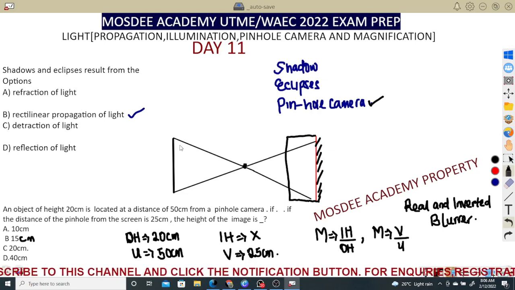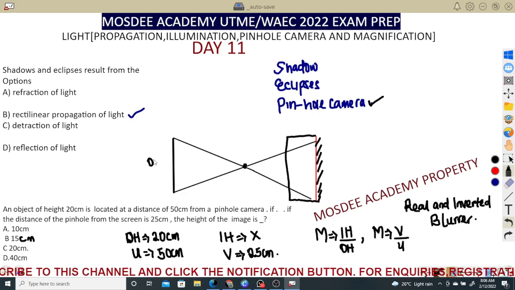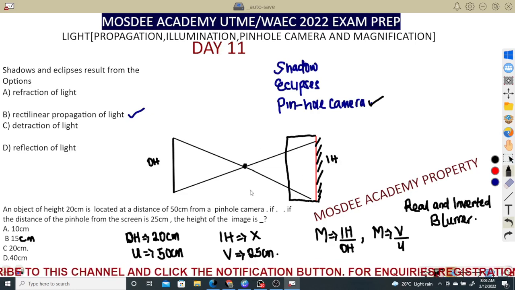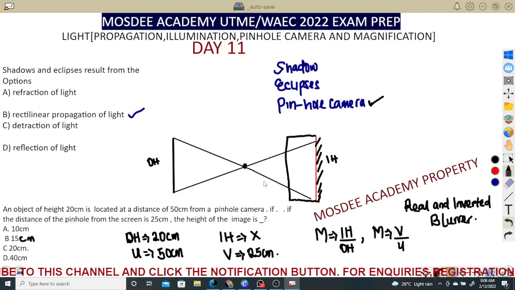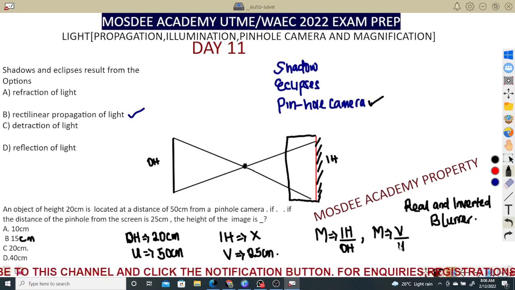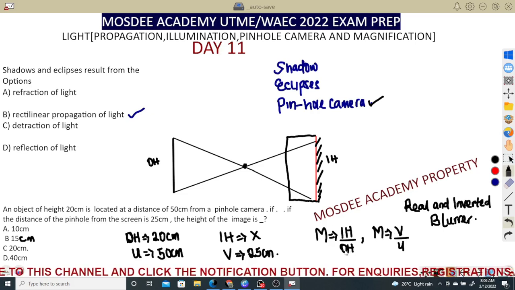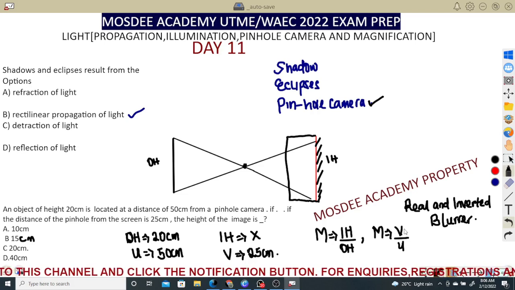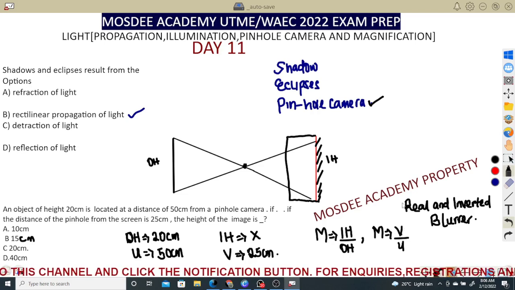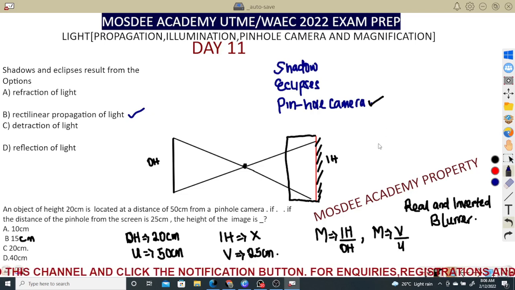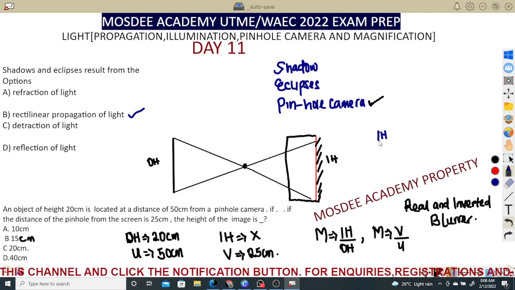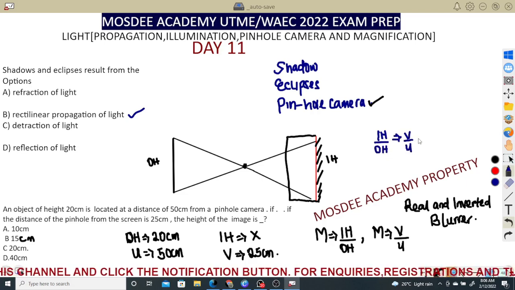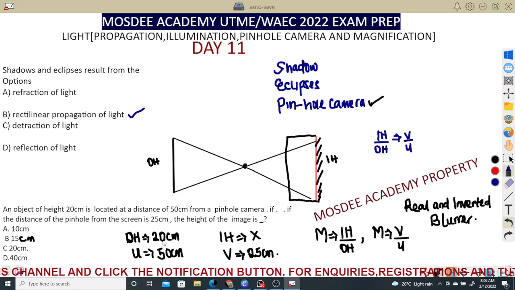So we have the object height, the image height, the image distance, and the object distance, as you can see. We relate the formula like this, just a quick illustration. Magnification is image height over object height. Magnification is also image distance divided by object distance. So by symmetry, image height over object height is equal to image distance over object distance. My point is just to substitute all these values.